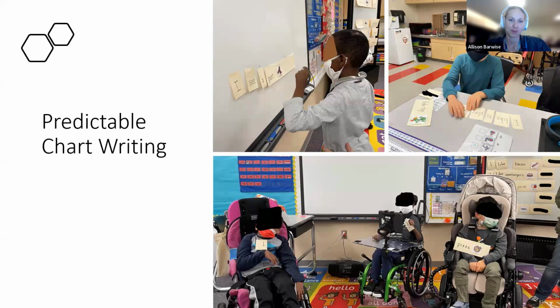Here's a nice picture of some of our students doing this predictable chart writing. Up on the top left, you see a student with the cut up sentences, and he's pointing to each one to read each individual word. The student on the top right is also doing that. And in the picture below are three students getting to be the sentence. It's a little hard to see, but each of them is holding an individual word, and they get to move around the classroom to be the sentence themselves. So you can see that there.